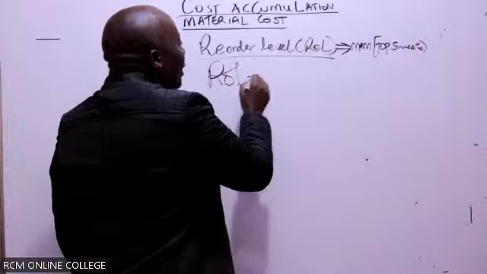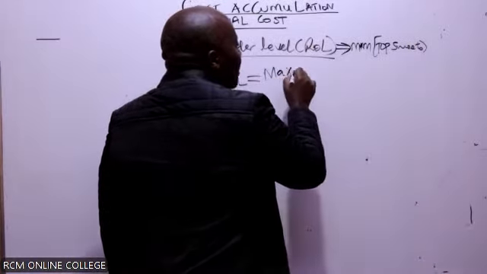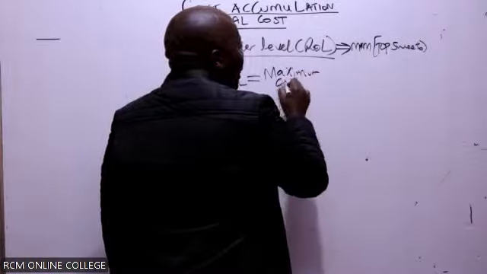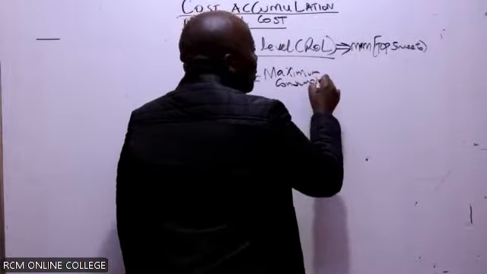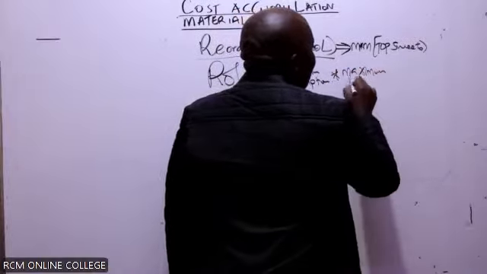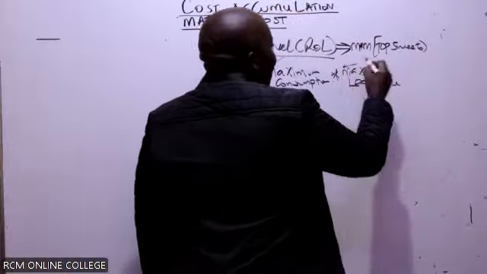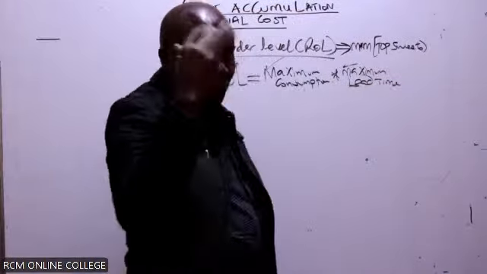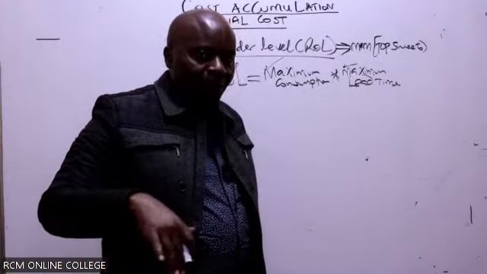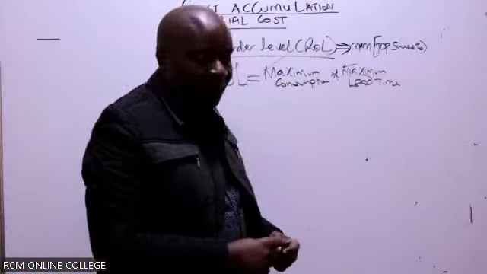So reorder level equals maximum consumption times maximum lead time. So it is this MM, and because it is top, it cannot be minimum. Top means highest, maximum. So maximum consumption times maximum lead time.